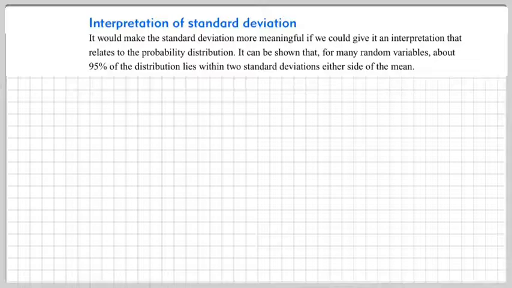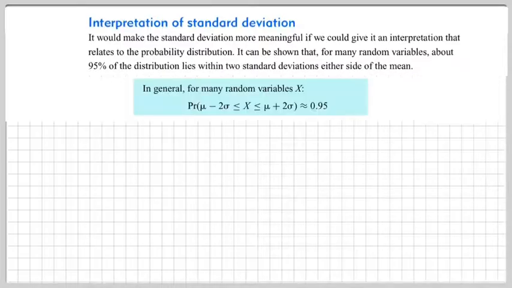I will show you. It can be shown that for many random variables, about 95% of the distribution lies within 2 standard deviations either side of the mean. Now that certainly occurs in the normal distribution, which we will be dealing with down the track.